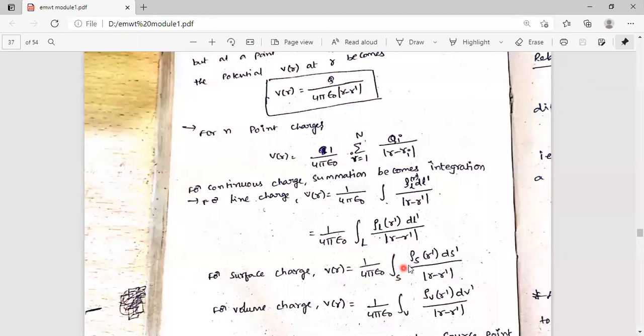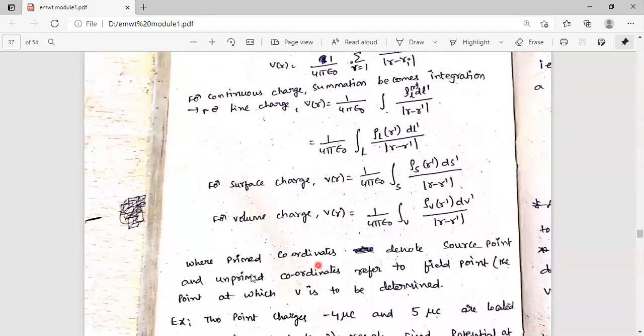Similarly, if the charge distribution considered is surface charge, then Q has to be replaced with the surface integral of rho S dS. Similarly, for volume charge, Q should be replaced with the volume integral of rho V dV. Then the modified expressions will be like this. Here the prime on r bar and dS bar is indicated, and here r bar is without the prime. What is the meaning of the parameter with prime and without prime? He is giving the clarification.